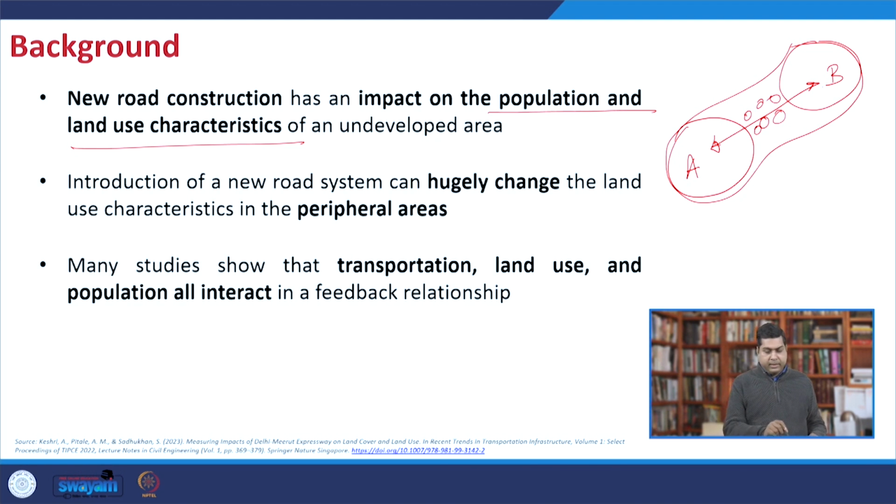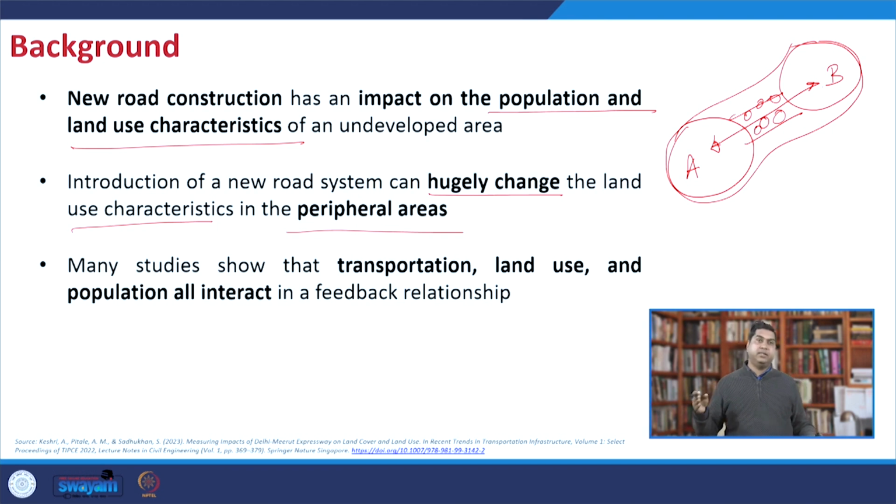Now whenever there is some sort of connectivity, we expect that there will be some kind of growth in population, new settlement will come. It may start with very few commercial establishments, and gradually we will see that it is developing like an independent one. Introduction of a new road system can hugely change the land use characteristics in peripheral areas, right? The immediate impact will be just along the road, that you must have observed when you are traveling by say any car or any vehicle through a highway.